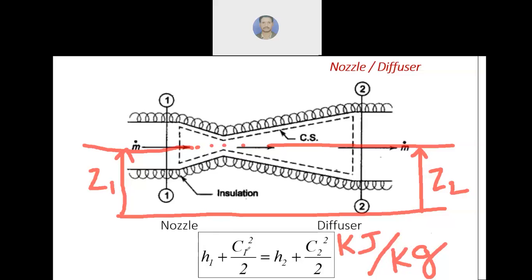Now this you can use in the case of a nozzle as well as a diffuser. If you solve the numericals, you will find how this can be used in the case of a nozzle and in the case of a diffuser. So I hope this is clear. This is the first application we have seen, with two examples: one is the nozzle, another is the diffuser.